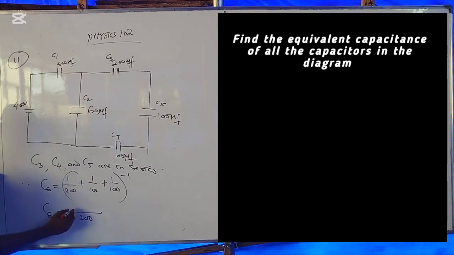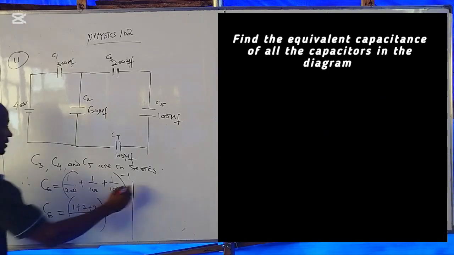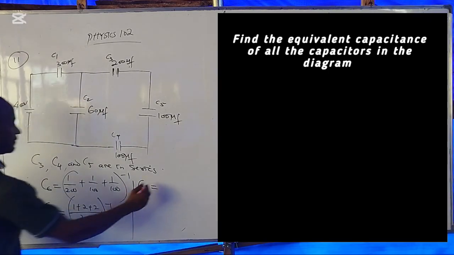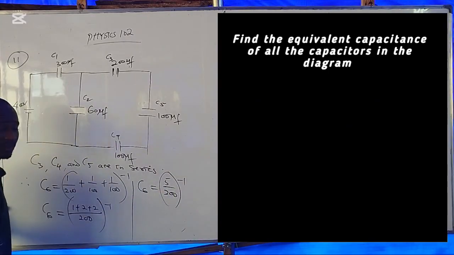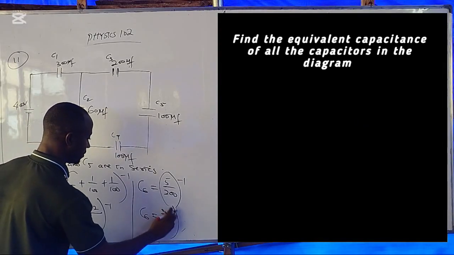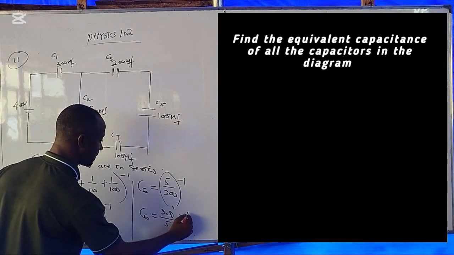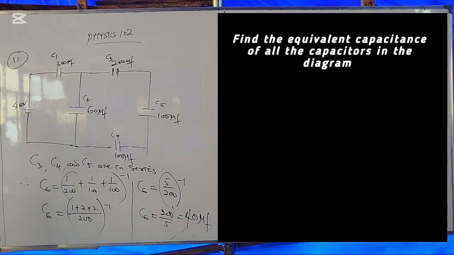What do we have here? 1 plus 2 plus 2, Abi? And that will give us what? That will give us 5 over 200, always power minus 1, Abi? That means our C6 becomes 200 over 5, which is equal to what? 40 microfarad. Is it not? Okay, 40 microfarad. Now we have been able to resolve this as 40.